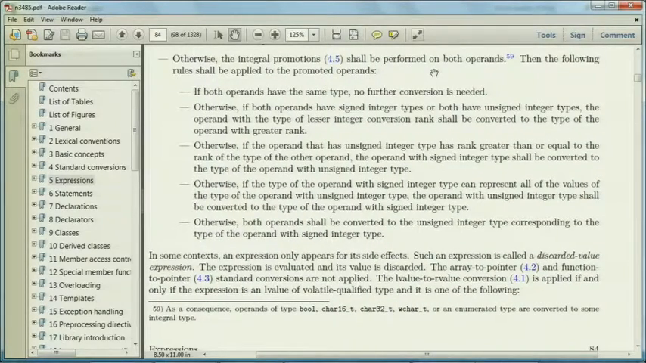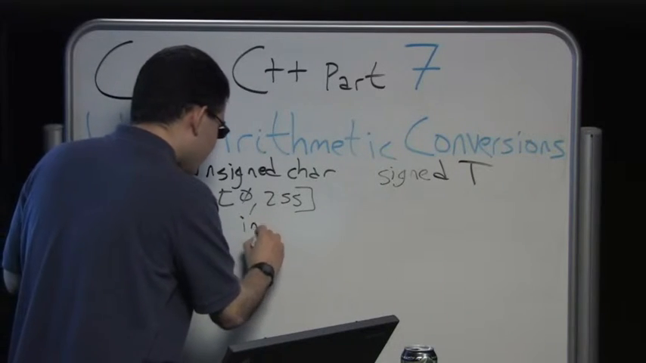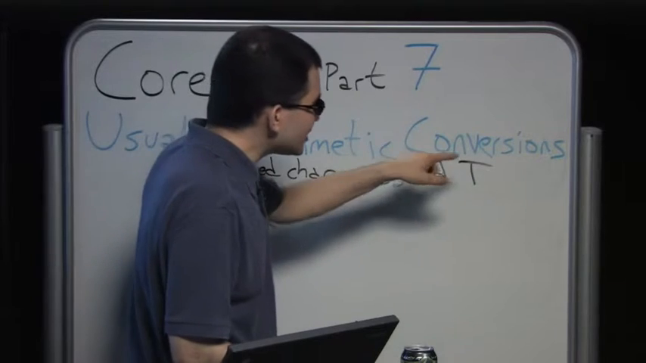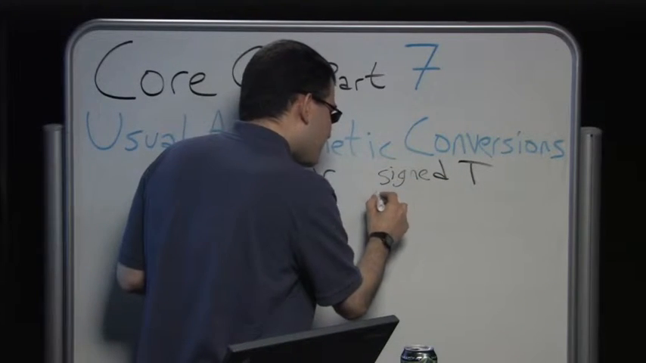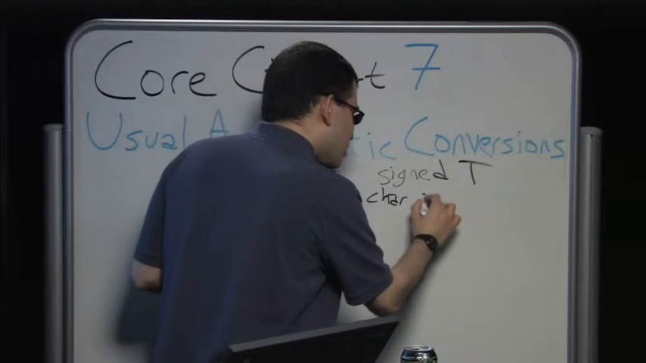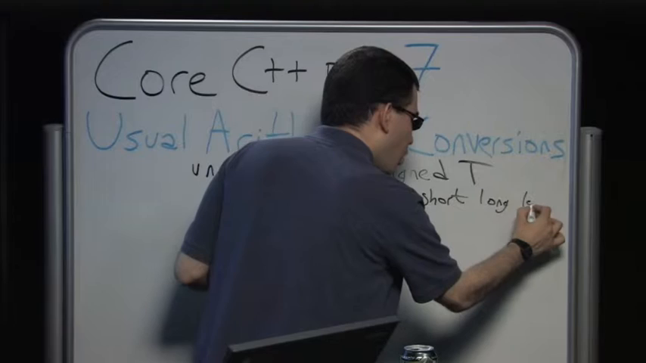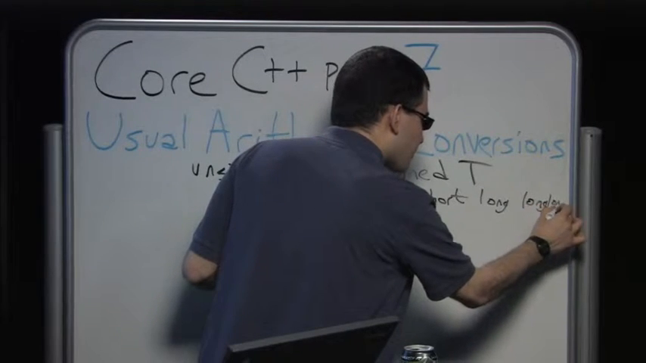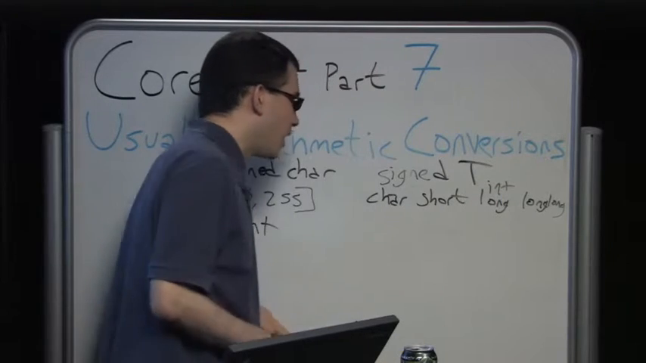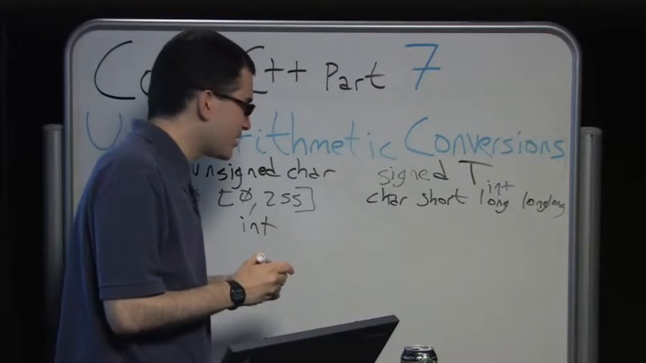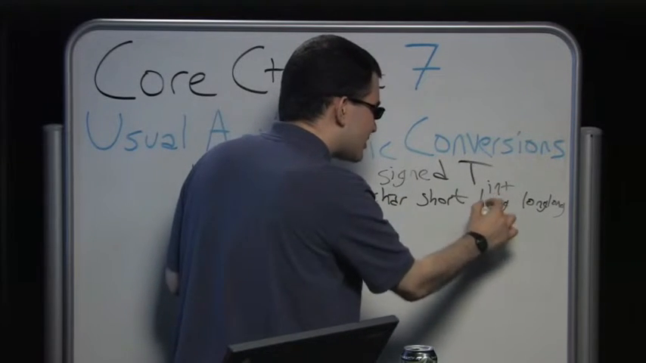So what does this do? Unsigned char is always tiny, so this will become int. This gets promoted. Okay, then the signed T gets promoted. So we could have signed char, signed short, signed int, signed long, signed long long. And by the way, we could also have signed int, which on our platform is the same width as long, although it's slightly less rank. These get promoted. So chars and shorts get smashed to int.